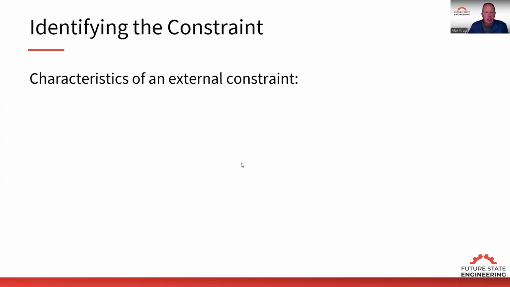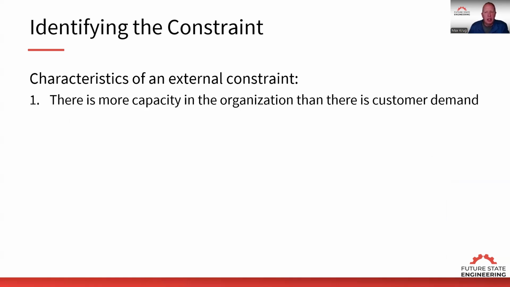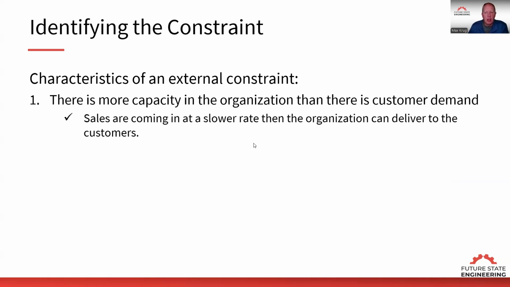The next characteristic of an external constraint, because there could be two considerations here. One, there's more capacity in the organization than there's customer demand. So sales are coming in at a slower rate than the organization can deliver to the customers. The backlog of work is decreasing.